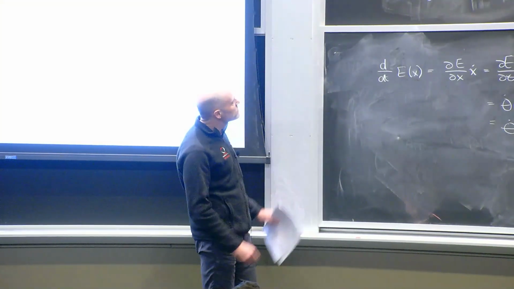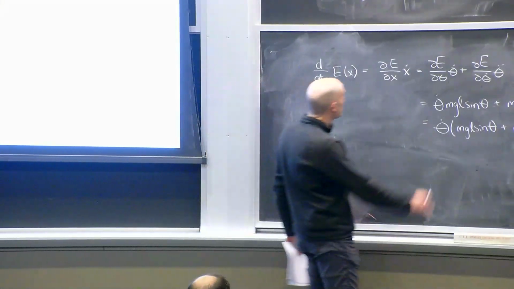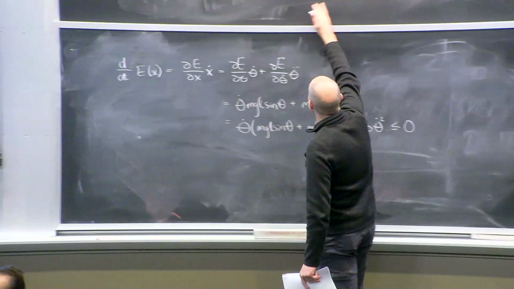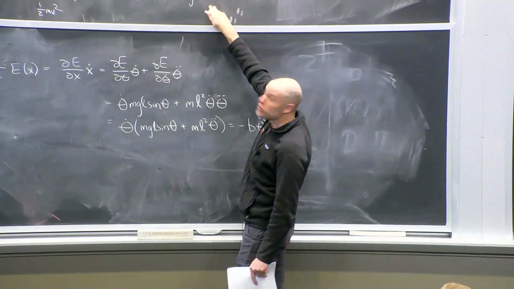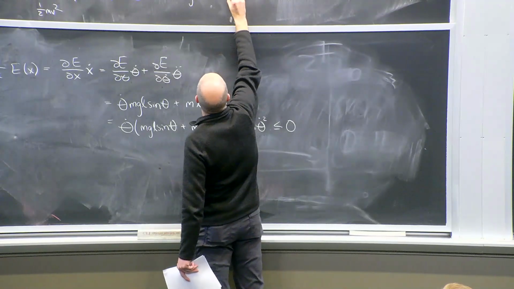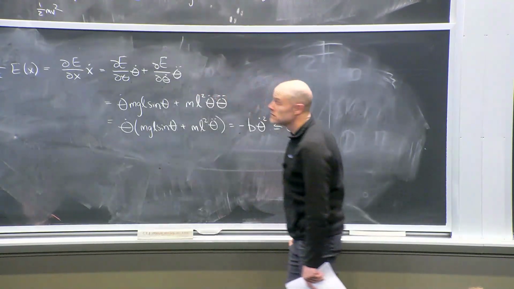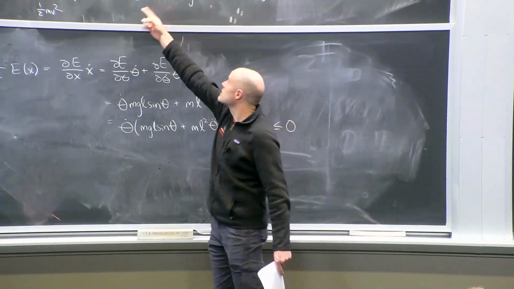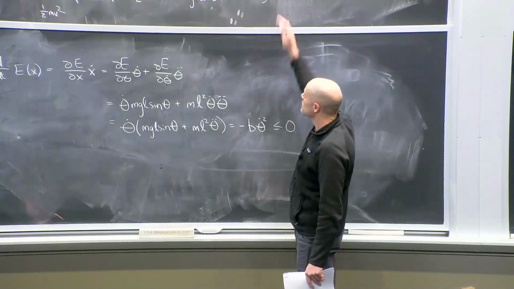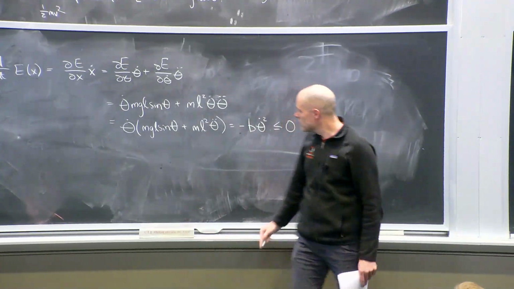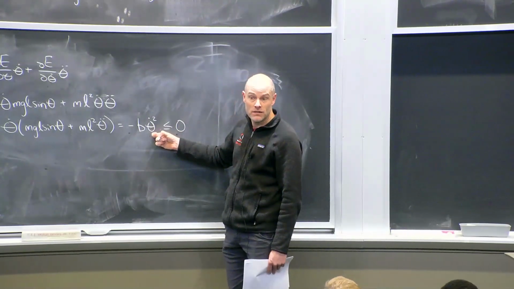Now let's assemble the pieces of an argument. The first thing we have here is that we know the total energy. And in particular, if we look at the energy, we can observe that it's bounded below. So this is always going to be greater than or equal to negative mgl. Right? This term is always positive. This term can never go less than negative mgl. So it's bounded below, and it's going down over time whenever theta dot is not 0.